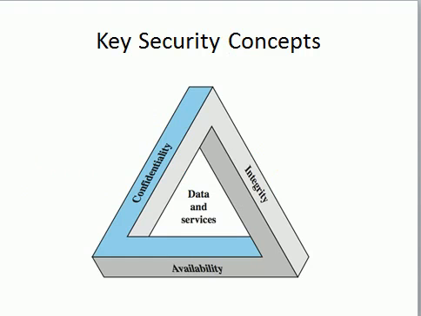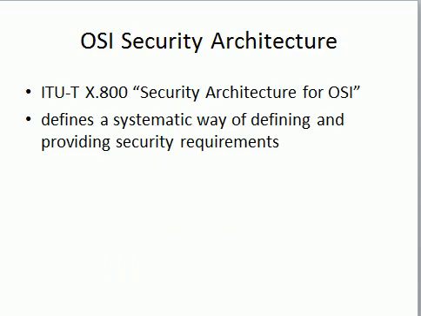The key security concepts are confidentiality, integrity and availability. What is confidentiality? It is preserving authorized restrictions on information access and disclosure. Integrity, which is guarding against improper information modification and destruction and includes ensuring information non-repudiation and authenticity. Availability is ensuring timely and reliable access to and use of information.